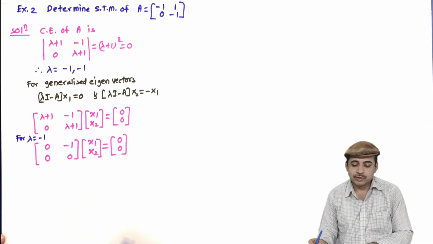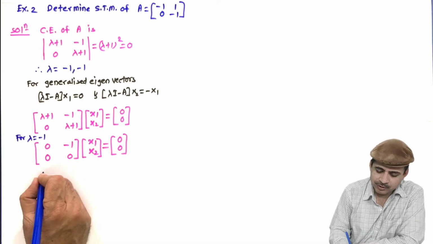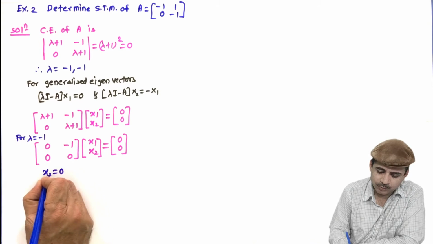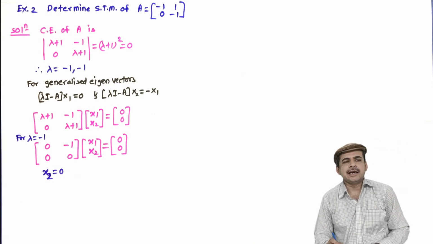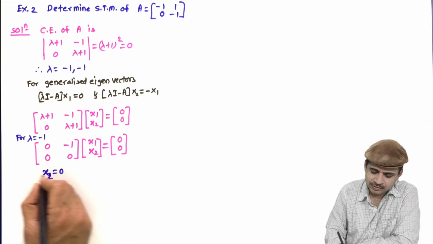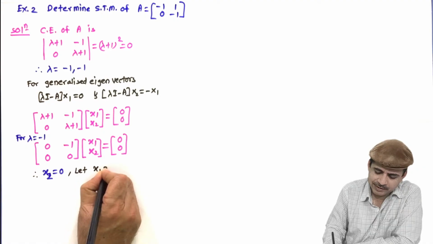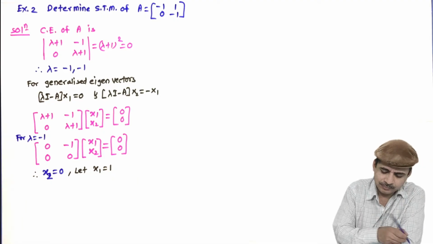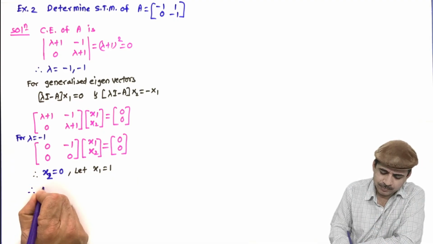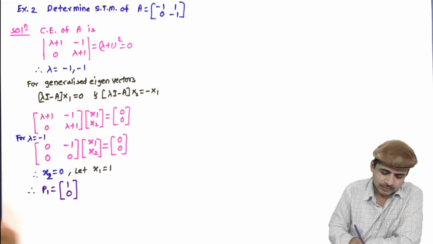So this gives me 0·x1 minus x2 equal to 0, means x2 equal to 0, and you can take any value of x1. Let x1 be equal to 1. So P1 will be equal to [1; 0].